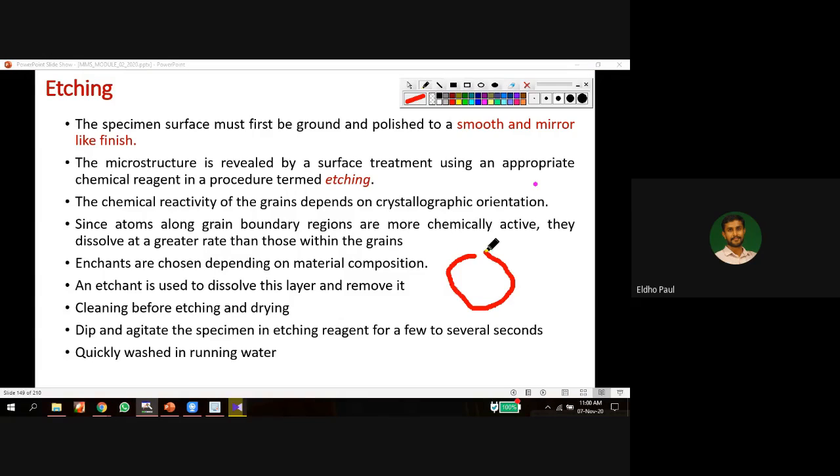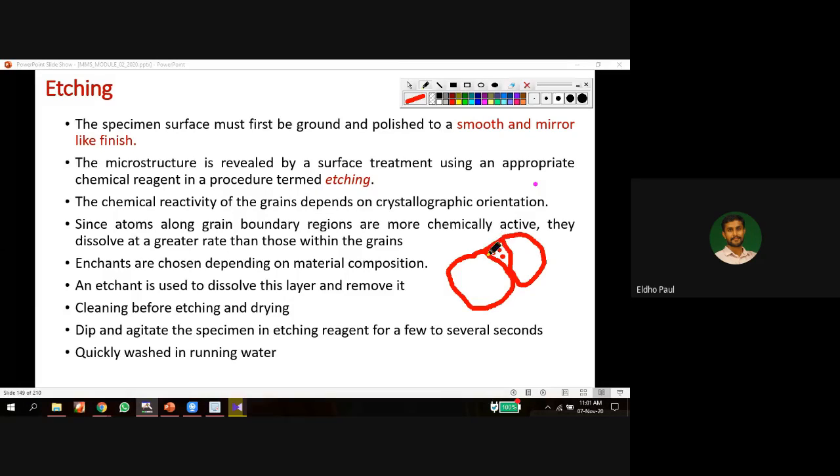If we consider two grains, this is the grain boundary region. In this grain boundary, the atoms are misoriented and not strongly bonded with the adjacent atoms. So we can say the energy of the atoms in the grain boundary is very high. They are chemically active. So when chemically reactive agents come in contact with these atoms, they will react with them.